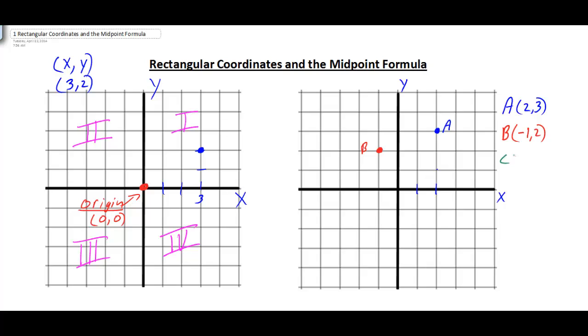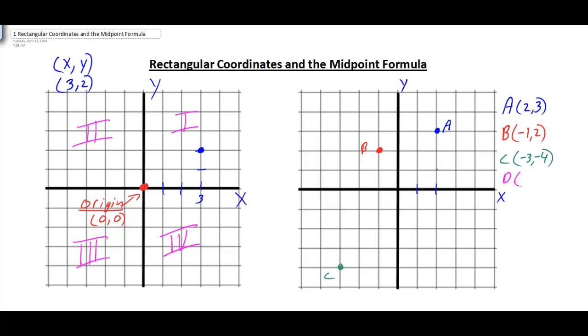All right, if we have point C, -3, -4. So again, our x is negative, so we're going to go 3 to the left. And then -4 says we're going to go down 1, 2, 3, 4, and that will give us our other point for point C.